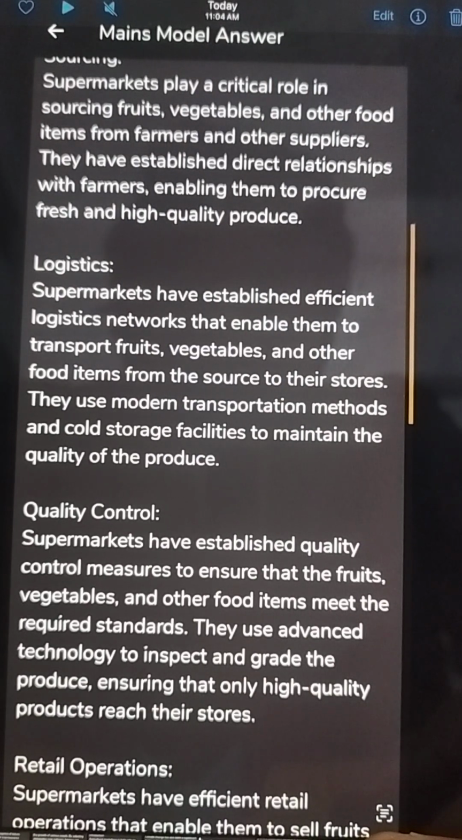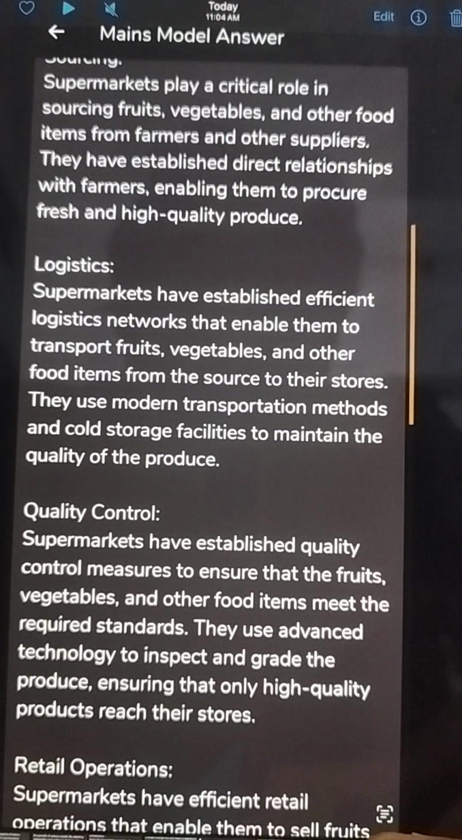Logistics second. Supermarkets have established efficient logistics networks that enable them to transport fruits, vegetables, and other food items from the source to their stores. They use modern transportation methods and cold storage facilities to maintain the quality of the produce.